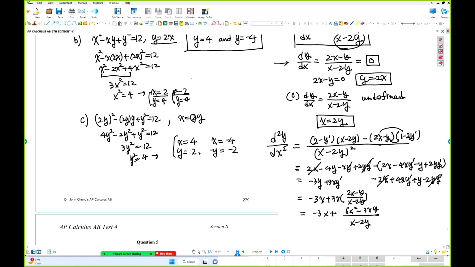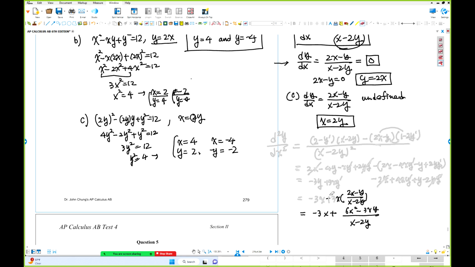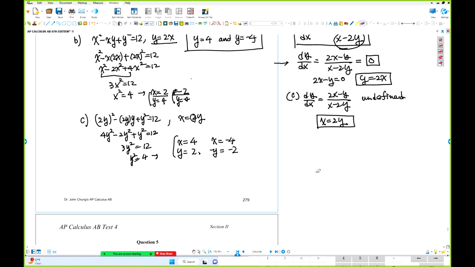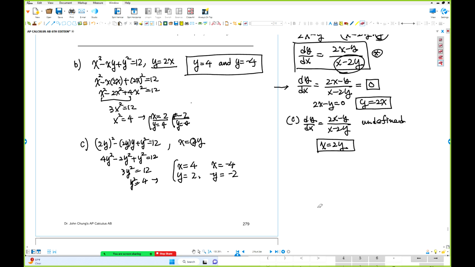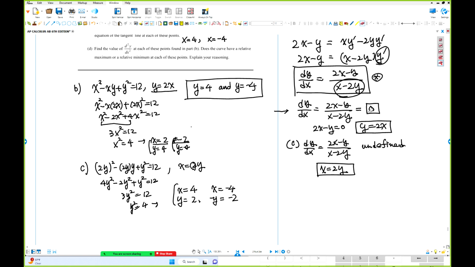Okay, I'm gonna use a simple way. I think this is too much work. I'm gonna find a little shortcut, okay? We already got 2 points, because from the critical point, 2x = y, only 2 points. So we have 2 points over here. When x is 2, y is 4. When x is negative 2, y is negative 4, right?